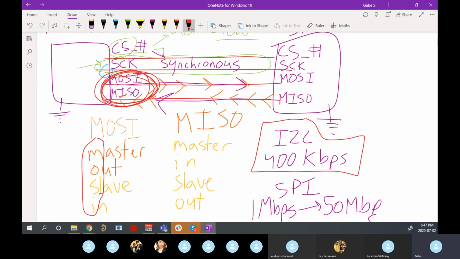Other drawbacks, you have to be addressing different slaves, and there's a little bit more overhead on the protocol. But SPI, if you want speed and you're okay with 2 extra pins, right? You have 4 pins total, then that's fine. Then go for it. It's a lot faster and a lot easier to use.